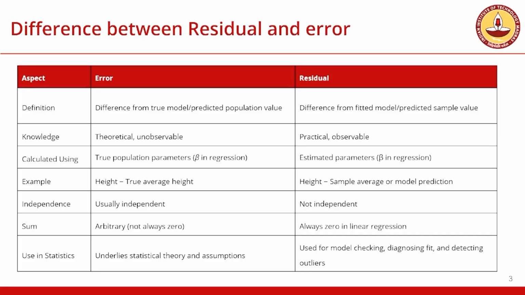Errors provide a theoretical measure of deviation from the true population model, but they remain unobservable. Whereas the residuals serve as practical, computable estimates of these errors based on the model we fit to our data. They are essential tools for diagnosing model adequacy and guiding improvements, although they do not reveal the true unobserved errors directly.